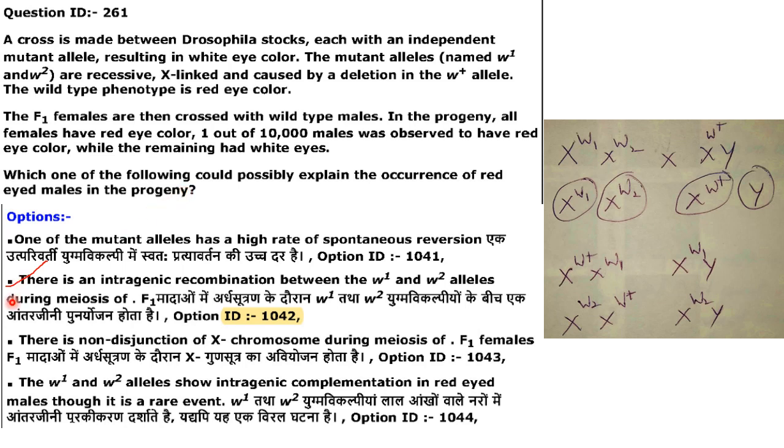So that is a case of recombination between the W1 and W2 alleles. That is why the males got red eye color. That is, 1 out of 10,000 males got red eye color. So the answer here is option B. There is intragenic recombination between W1 and W2 alleles during meiosis of F1.